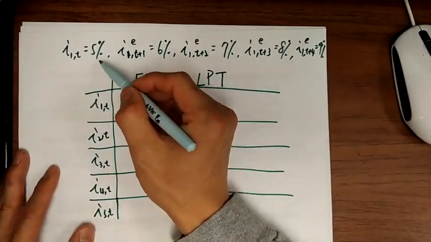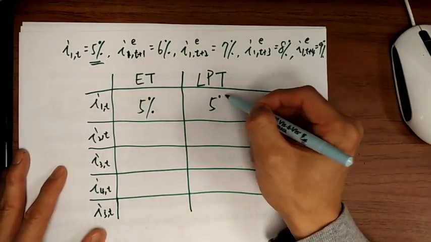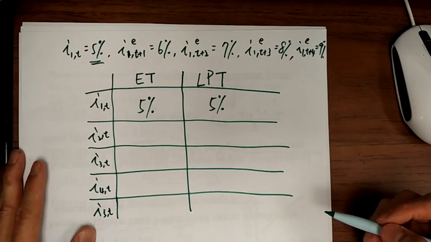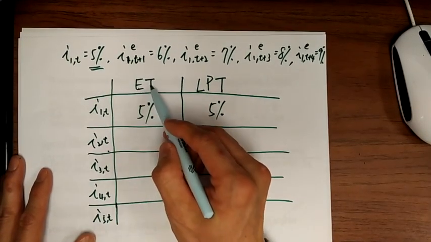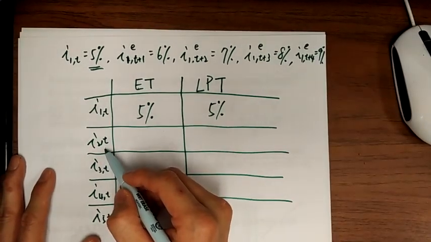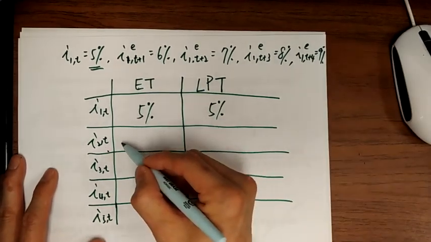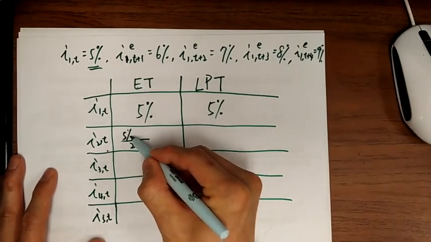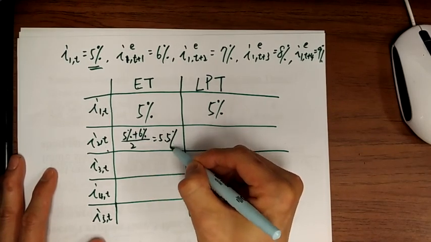You know, I1t is 5%, that is given. So it's 5%, 5%. I2t, expansion theory says I2t should be the average of the next two one-year bond interest rates. Therefore, it is 5% plus 6% divided by 2, which is 5.5%.